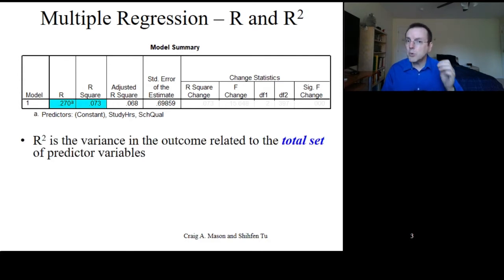Now R squared is still the variance in the outcome that was accounted for or related to our regression model, but now it's a set of variables, not just one variable. But we'll interpret and discuss it exactly the same way.